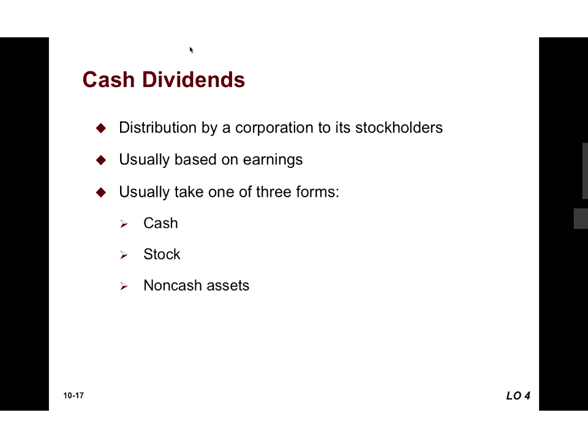Okay, so cash dividend is a distribution to the shareholders, and usually based on earnings, but not necessarily. And then we have cash, stock, and non-cash assets as possibilities for dividends. And of course, the accounting is different for them all.